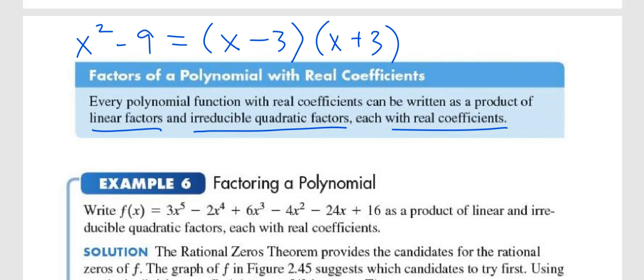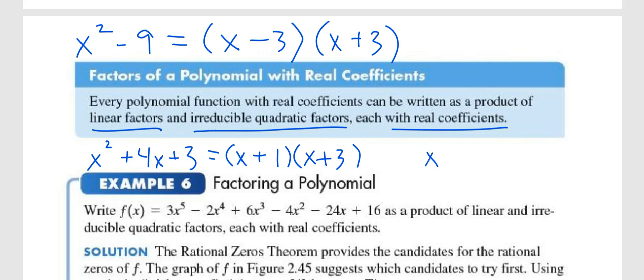How about, can you factor something like this? X squared plus 4x plus 3. Can you factor something like that? What does that factor into? X plus what? 1? X plus 3. Okay, how about x to the 4th plus 4x squared plus 3? That's called a hidden quadratic, which you also did last year.